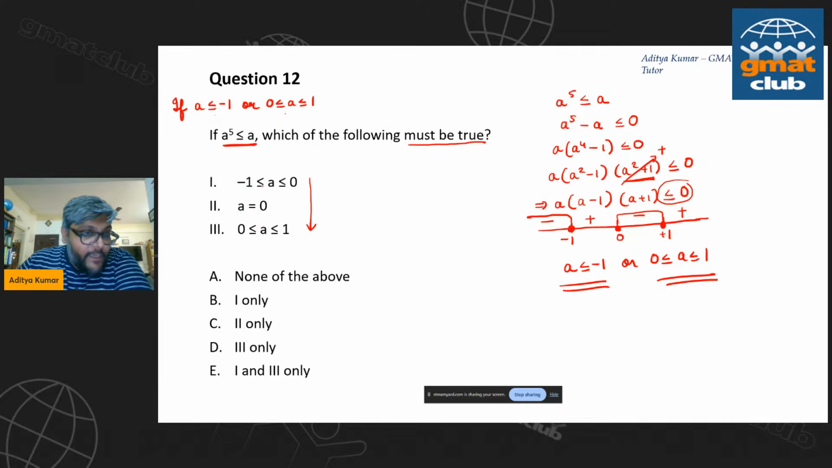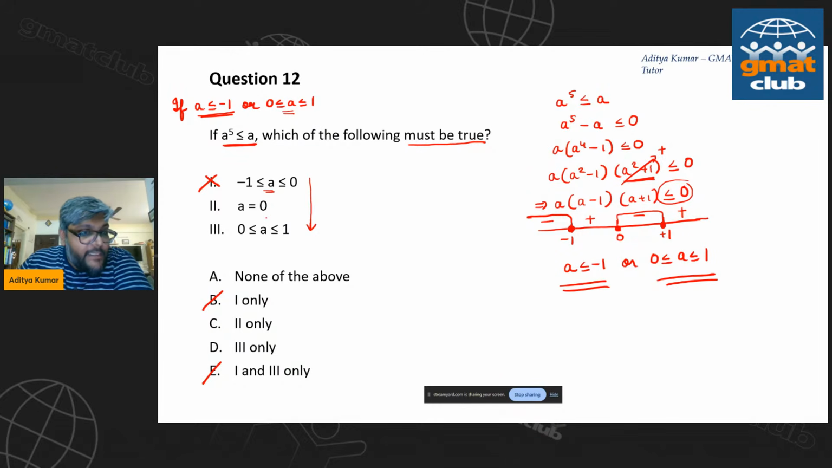So I take the first one. The first one says A is between minus 1 and 0 inclusive of minus 1 and 0. But here A is also less than or equal to minus 1. It can be less than minus 1 as well. This doesn't cater to all the possibilities for A. Neither does it cater to the values between 0 and 1. It can't be true always. So if 1 goes, I know B is not a possibility, E is not a possibility.